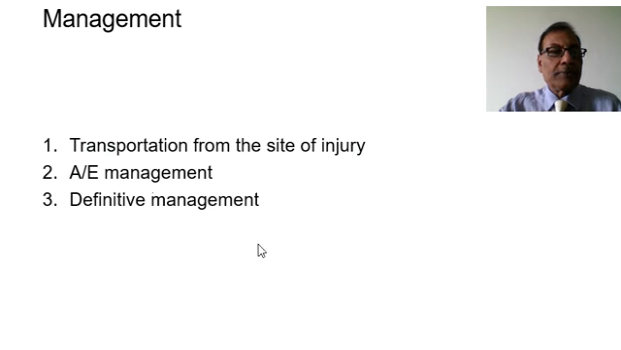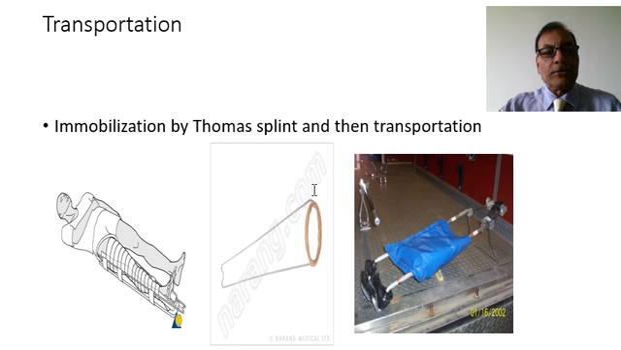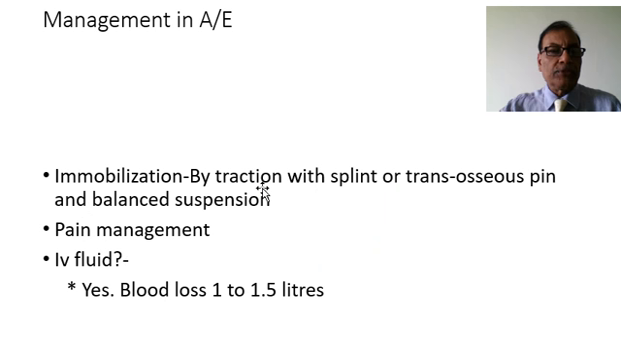And come to the management. There are three types of management that can be asked to you. Whether it is transportation, how will you be transporting the patient from the site of injury, A&E management, and then definitive management. So transportation is done usually after application of the Thomas splint. You can transport the patient from the site of injury.